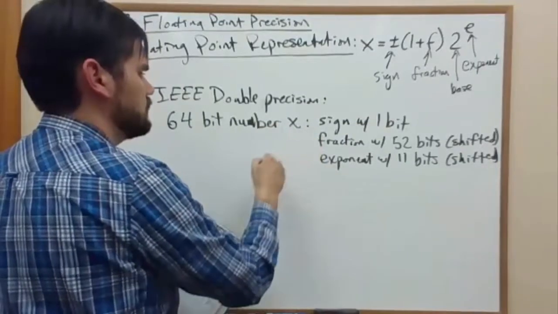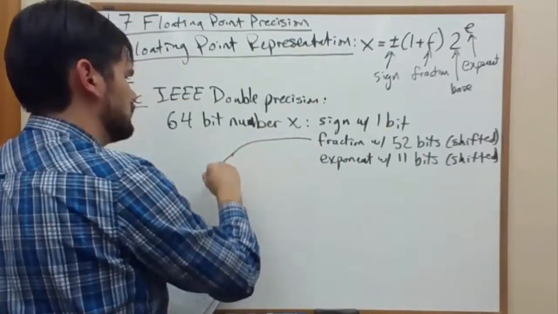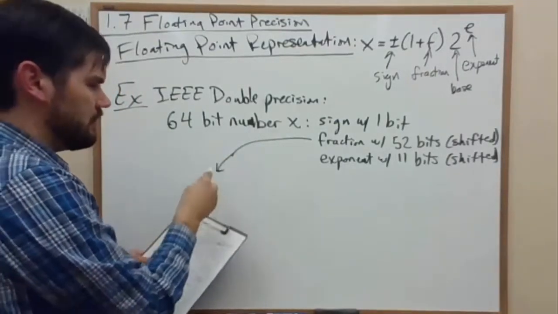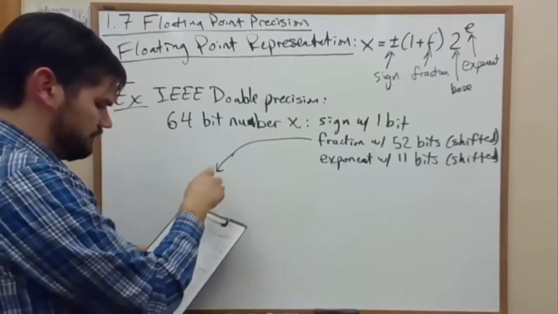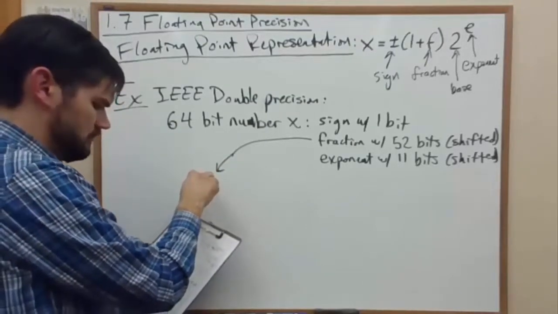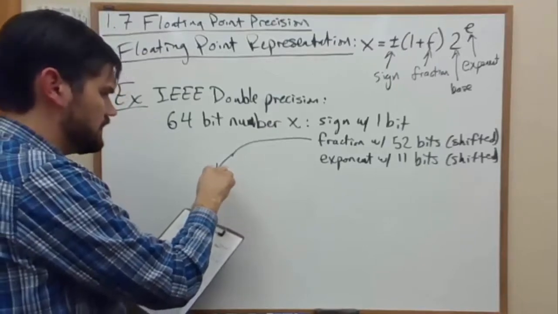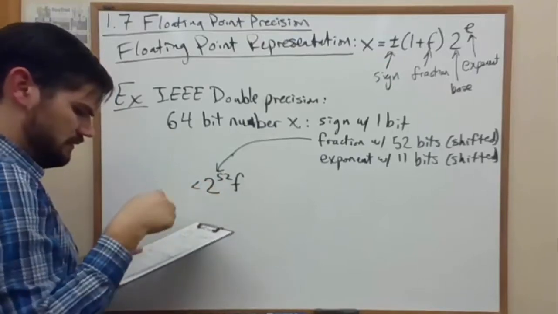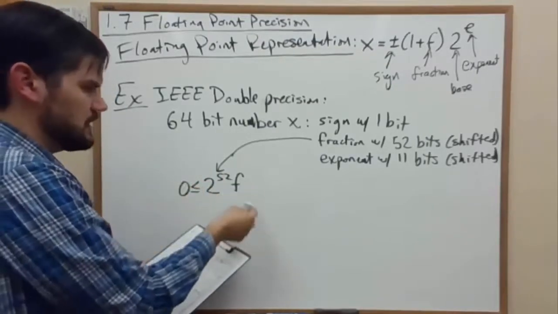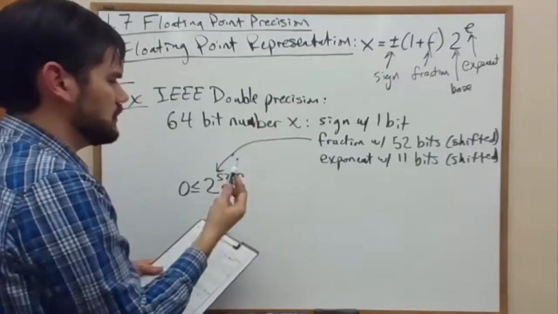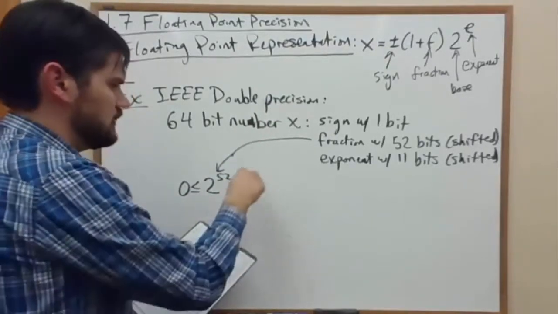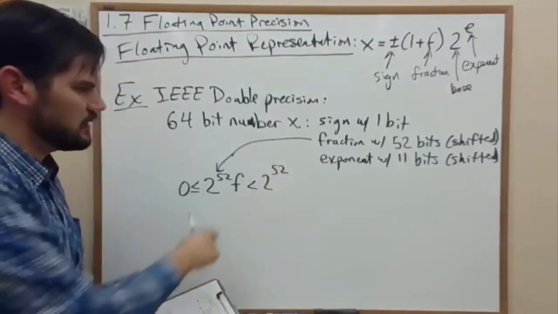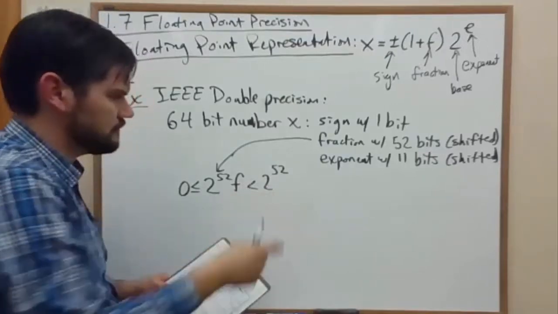Well, that means that the fraction f can be scaled up to an integer: 2 to the 52nd power times f is going to be greater than or equal to 0. It could be 0 if you're dealing with just a power of 2. Or it'll be less than 2 to the 52nd power, because the fractional part is going to be less than 1 itself.